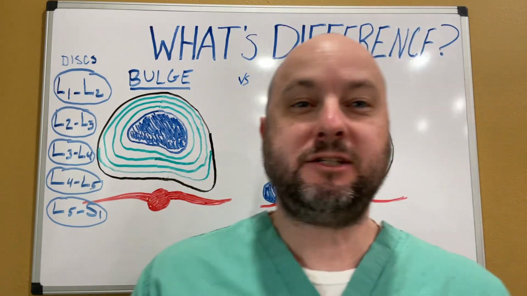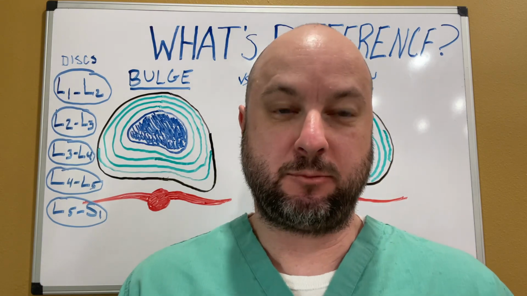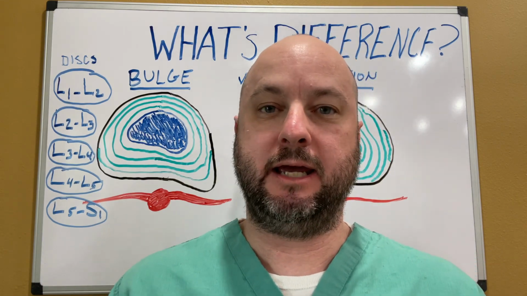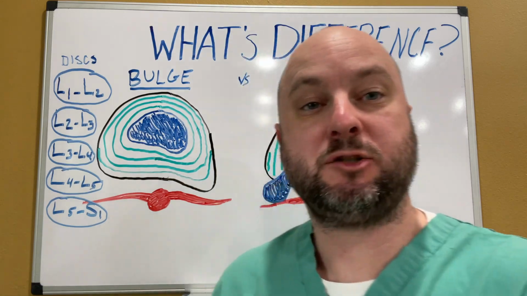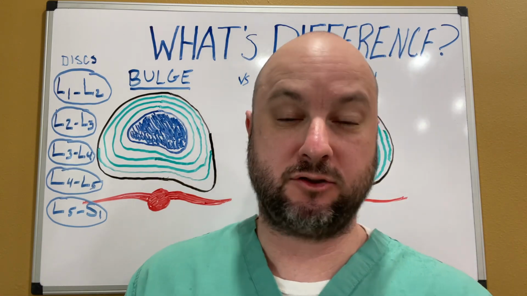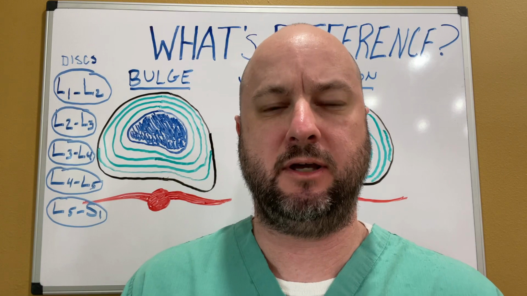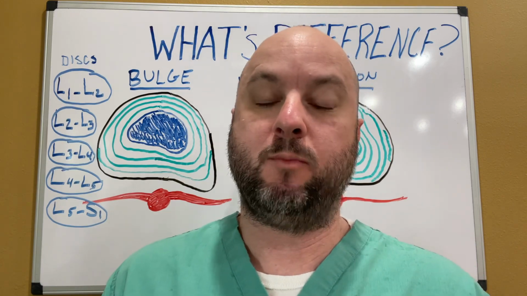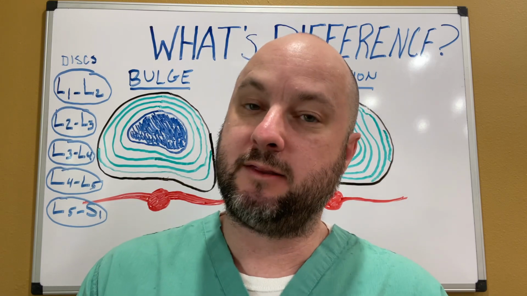So basically when we talk about problems going on in the back, we're talking about disc problems. This is what we're going to talk about mainly today: bulges or herniations. When we look at an MRI report, we're looking at the integrity of the disc. What's the disc doing, what the joints are doing, what's the spinal stenosis, all these types of things. If you want to know more about spinal stenosis, I have a video posted. Go and check that out.